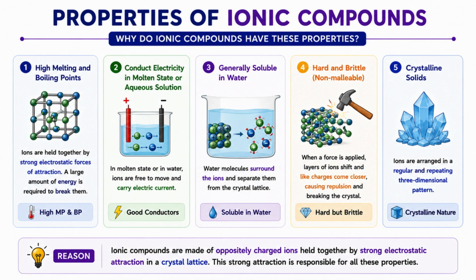Some important characteristics of ionic compounds are: they have high melting and boiling points because the electrostatic forces between ions are very strong. They conduct electricity in the molten state or in aqueous solution because the ions are free to move. They are generally soluble in water but insoluble in non-polar solvents.